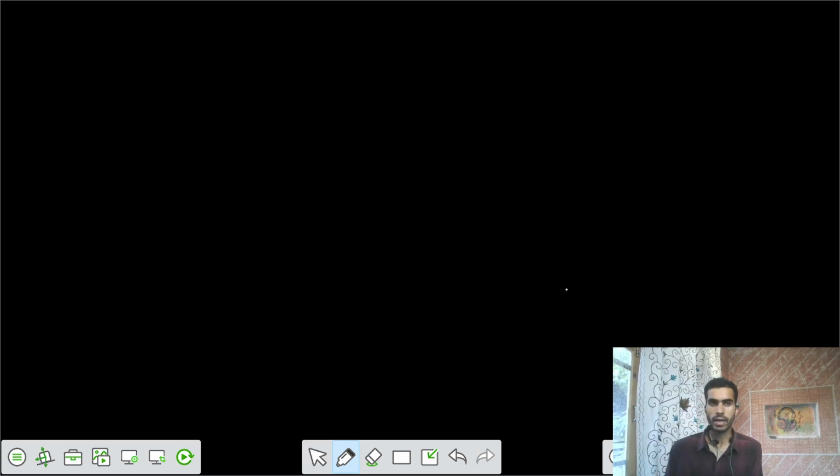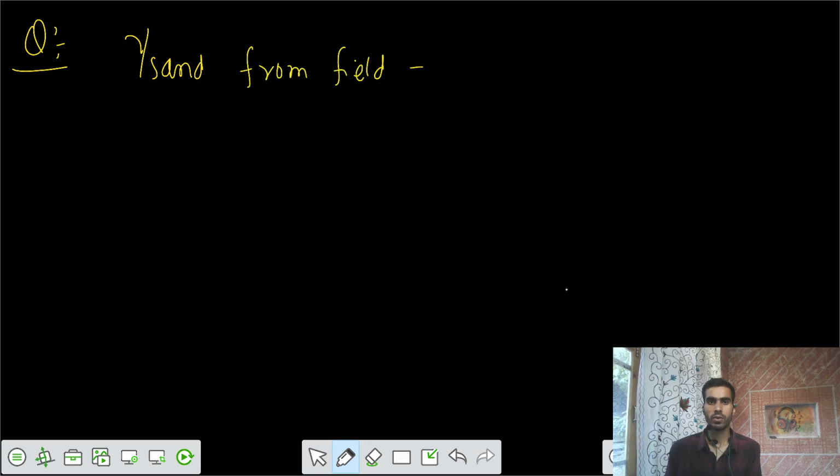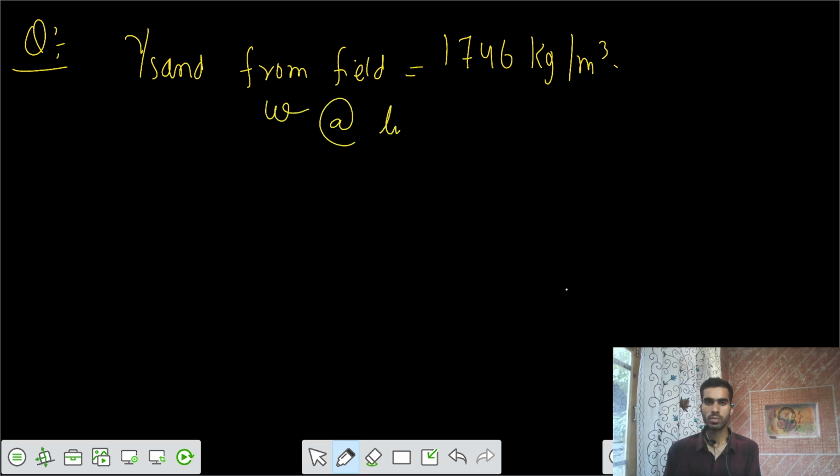We are having sand from the field, and for that the unit weight, in terms of density, is 1746 kg per meter cube. This is the density of the natural condition of that sand soil. The water content at that time was 8.6%.